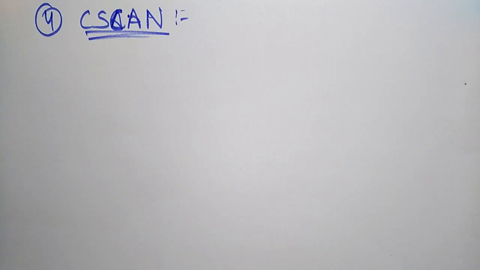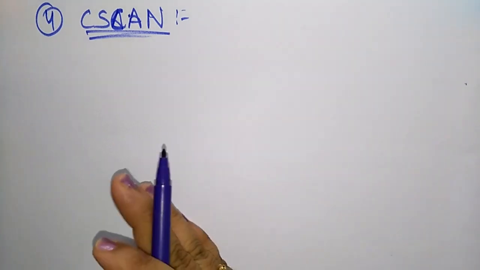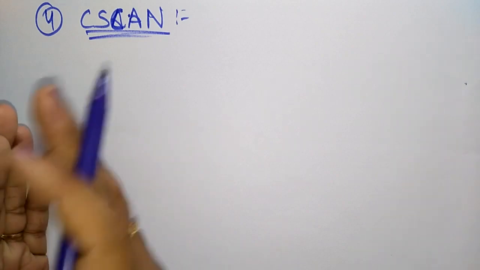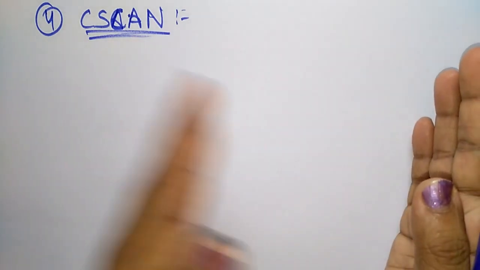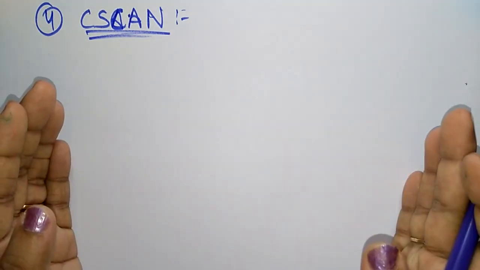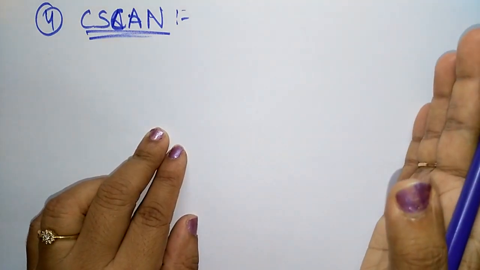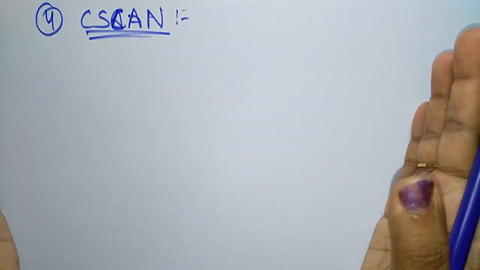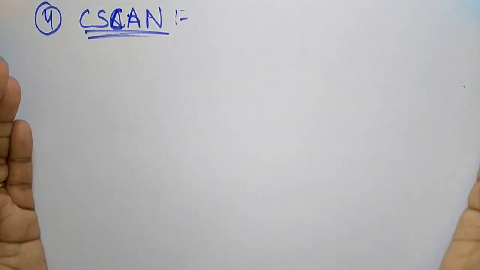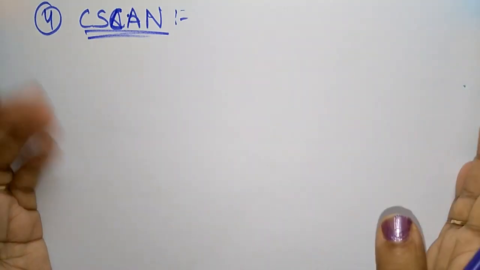Coming to the fourth type of disk scheduling algorithm, that is C-SCAN. In the previous video I explained SCAN. In SCAN, whatever direction you take, whether toward larger or smaller numbers, once you are moving you have to reach the end of the track. If you are moving toward lower numbers, you have to reach 0 and move back. If you are moving toward larger numbers, you have to reach 199 and again move back. So that is SCAN.